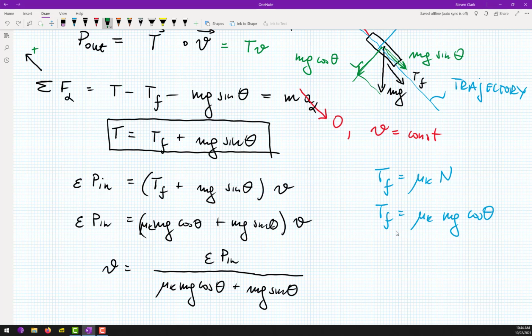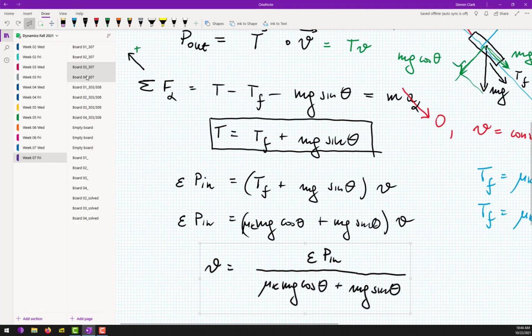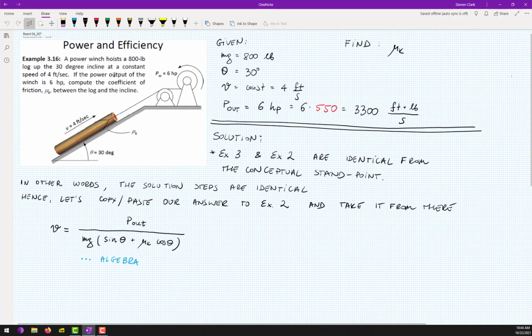No worries. So I'm just going to copy that equation very quickly, and we will solve the other problem in exactly 10 seconds. Please familiarize yourself with the problem. I'm kidding. This is exactly the same problem. You can familiarize yourself with it at home, and you will see that the only difference is that they ask us to find mu k instead of v.